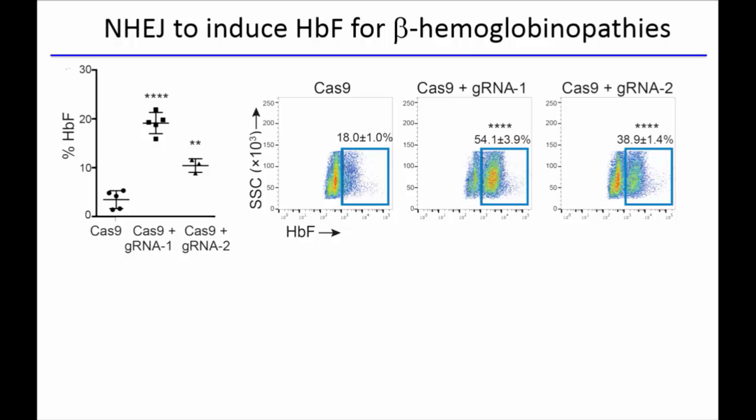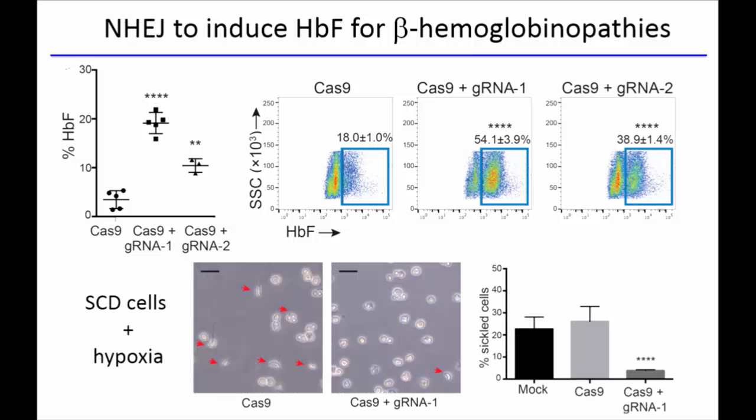And here's what she found. If you look in the bulk population, with our best guide, the percent fetal hemoglobin goes from about 4% to about just under 20%. And if you look at F cells, that is immunostaining for fetal hemoglobin producing cells, you start at about 18 with the controls, and you can go up to about, here's this guide is 54 and this guide is 38.